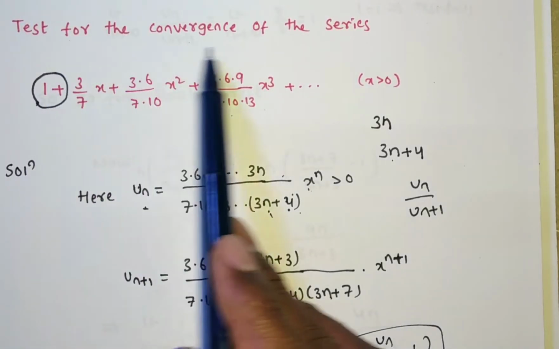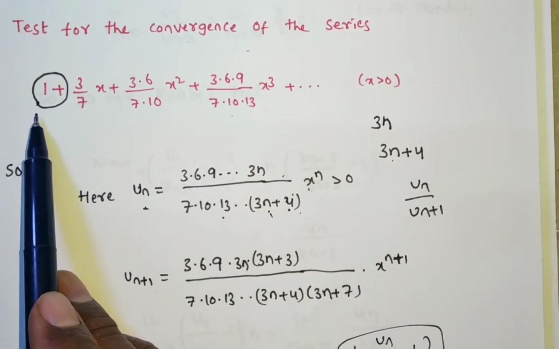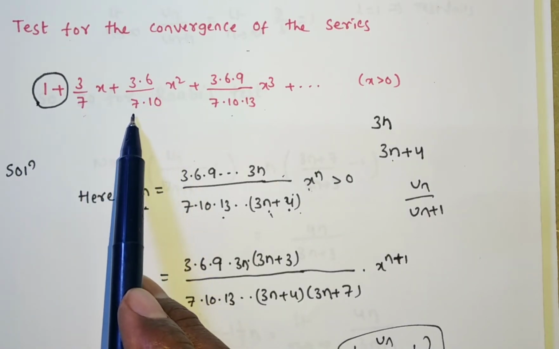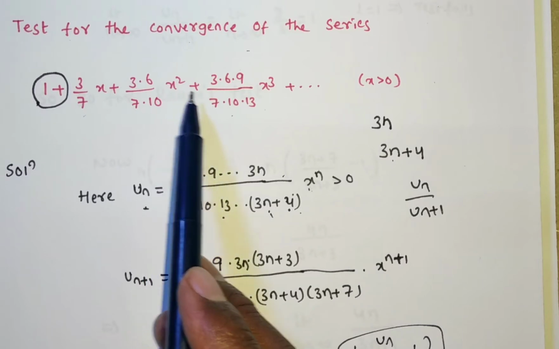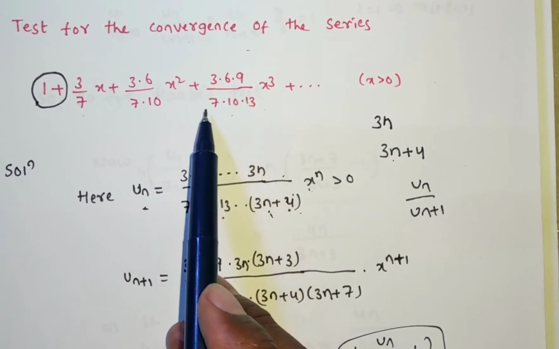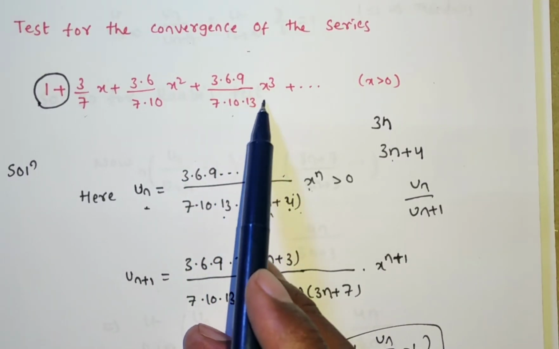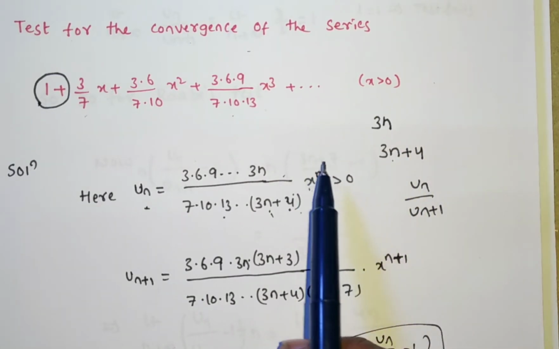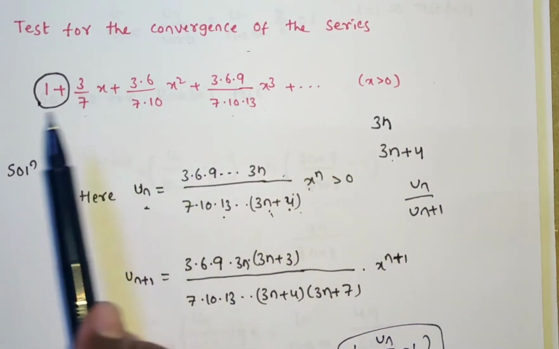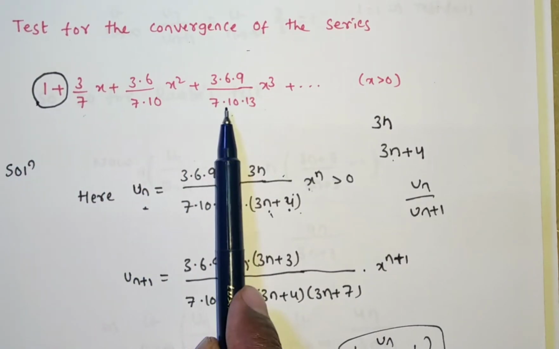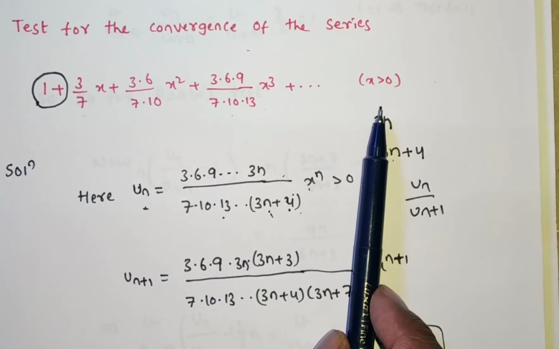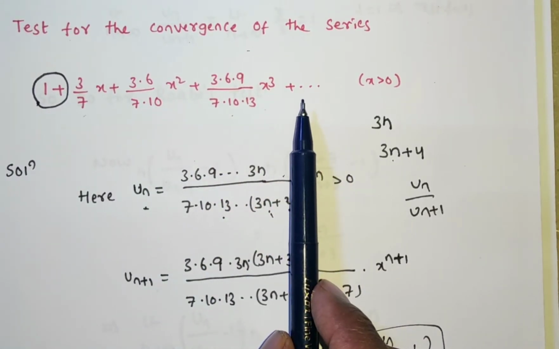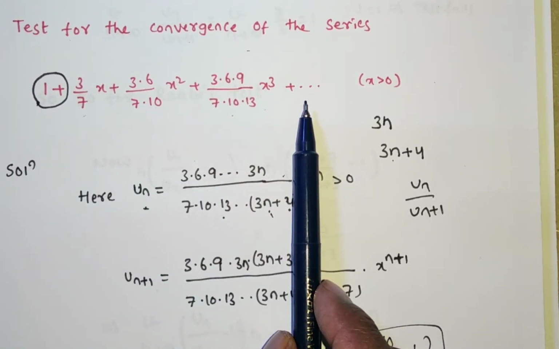Test for the convergence of the series 1 plus 3 by 7 x plus 3 by 6 by 7 into 10 x square plus 3 into 6 into 9 by 7 into 10 into 13 x cube plus so on, where x is greater than 0. See, here they are given first term, second term, third term, fourth term, sum of the series. Are they given the nth term in the series? No. So we have to find out the nth term.